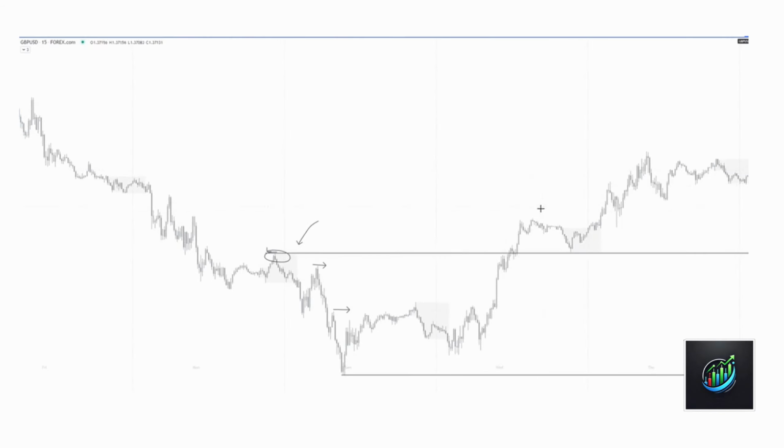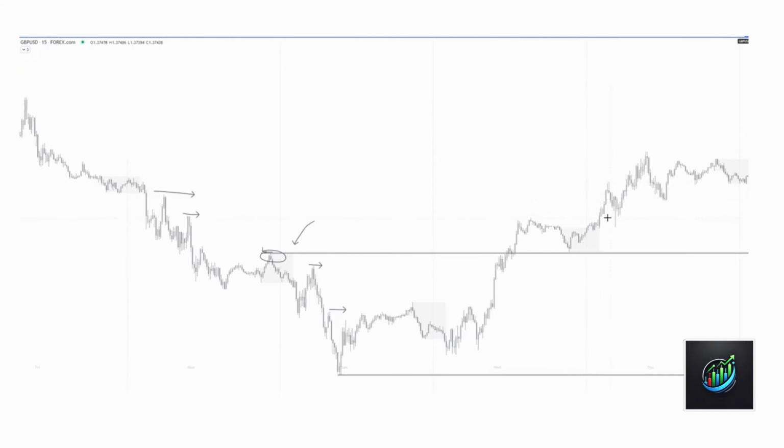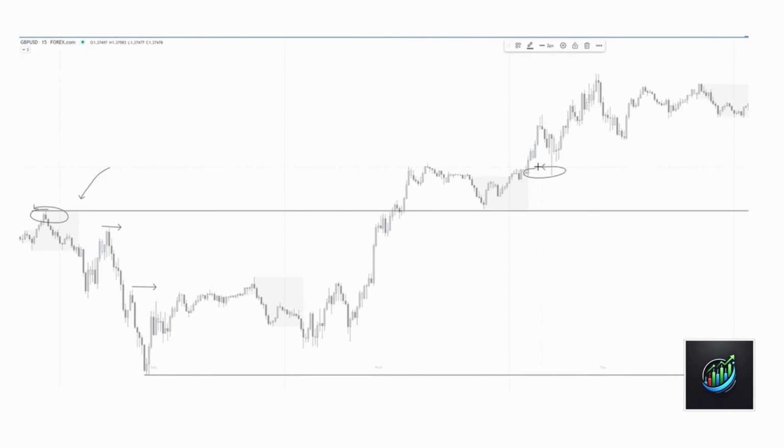And what we can see is now we start looking at external range liquidity, because all of this is external to the range that we're working within. The next logical step would be here, here, and we can see, again, we take out this external range liquidity. We get a reaction. What we can see is we have a demand zone right here.